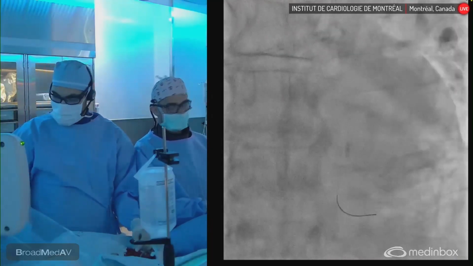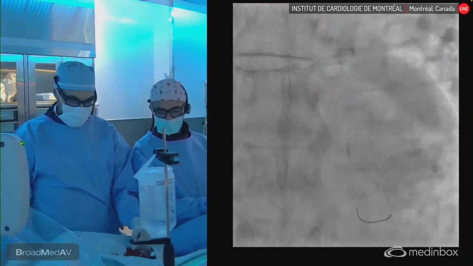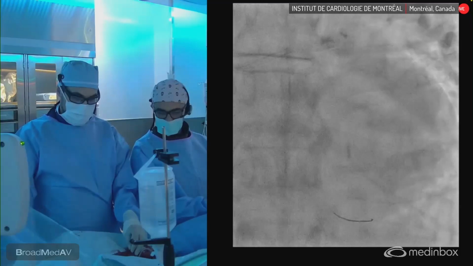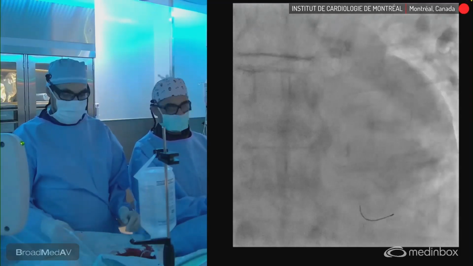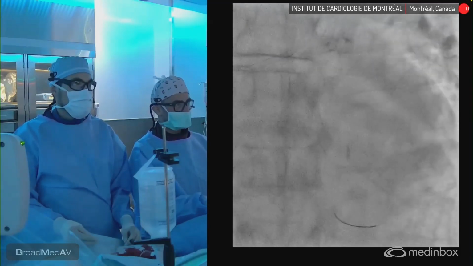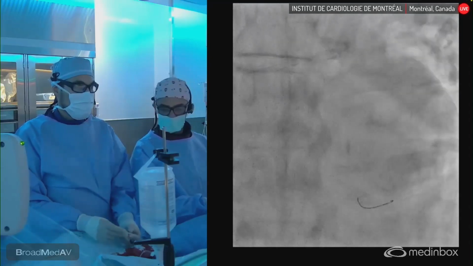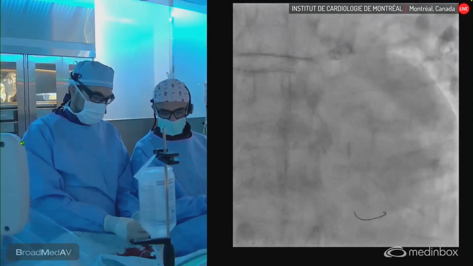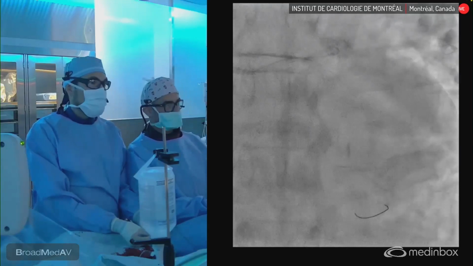Well, actually, you know, I think we can advance the microcatheter without trapping. The vessel, the wire is distant, it's not moving. Okay, we have the wire.